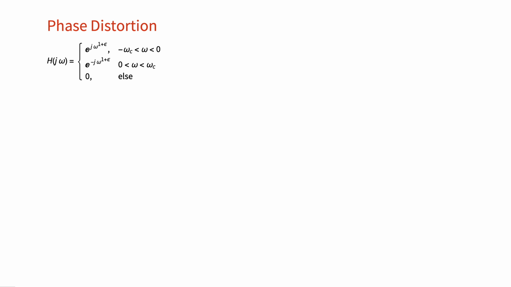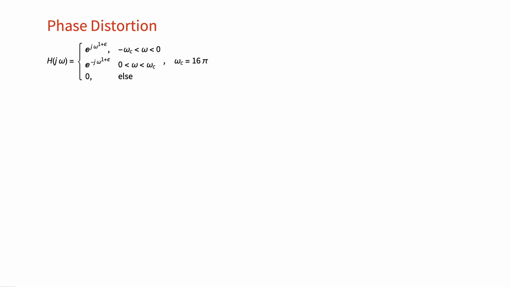Finally, let's consider a filter with phase distortion. Assume that H of j omega, the frequency response of the filter, is as given here. Omega c is the cutoff frequency. Let it be equal to 16 pi, for example, so that we can be sure that the first several sinusoidal components of the square wave are passed through the filter.